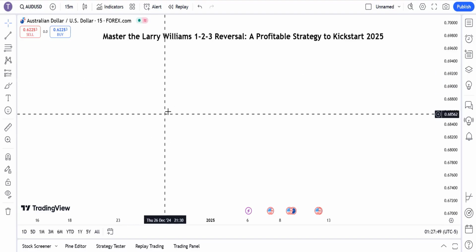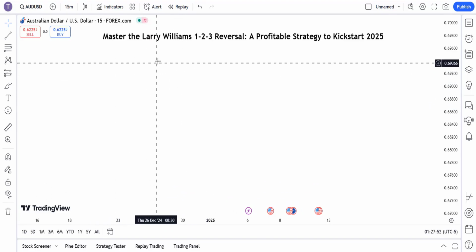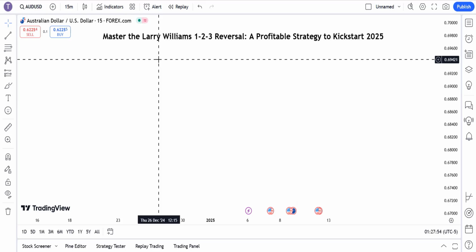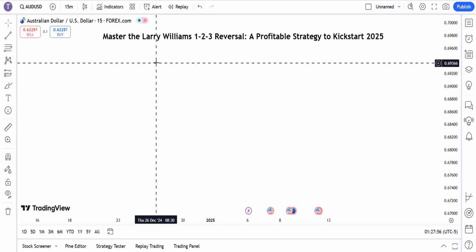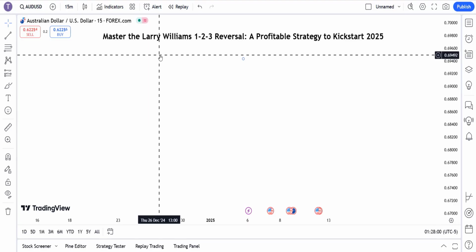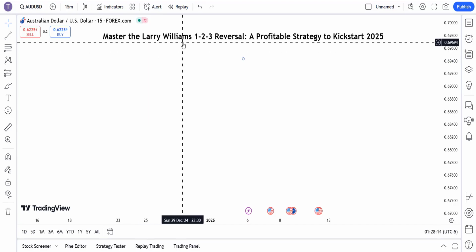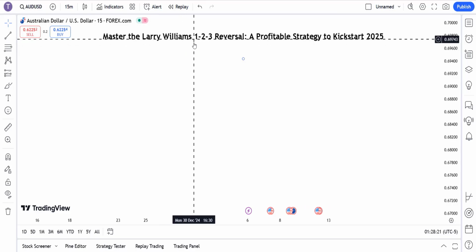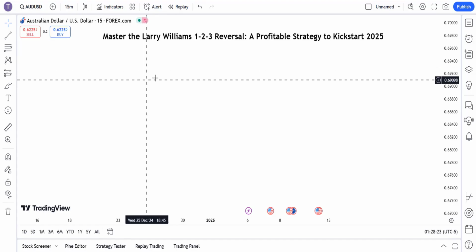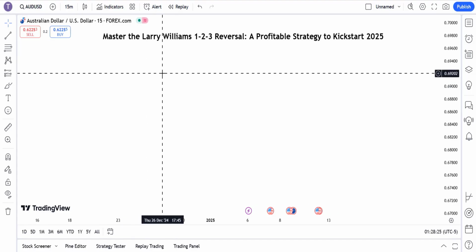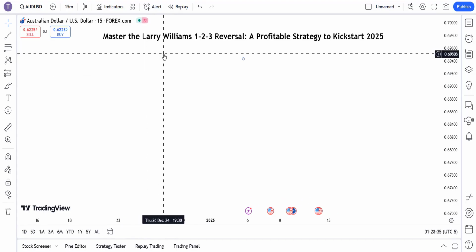This pattern can be used in crypto, Forex, stocks, commodity, and indices. This pattern works across all markets, because without this 1 to 3 reversal pattern, you don't know how to trade, because this 1 to 3 reversal pattern is one of the highest reversal patterns.